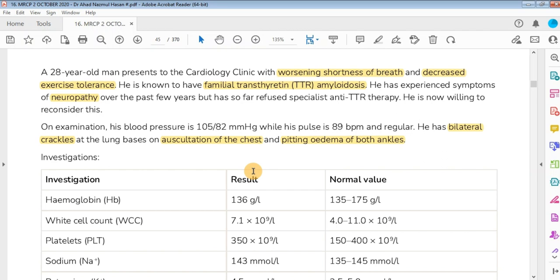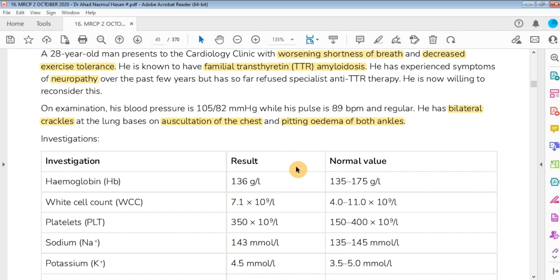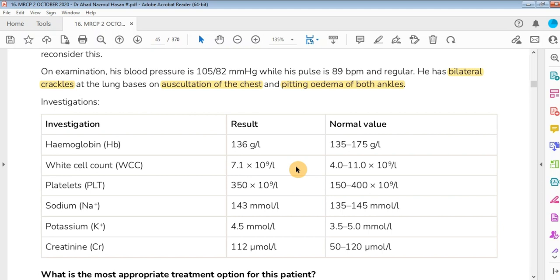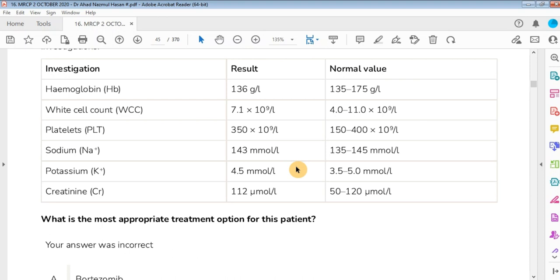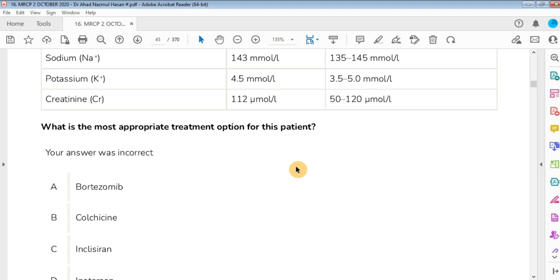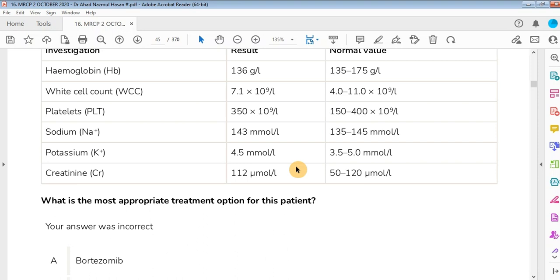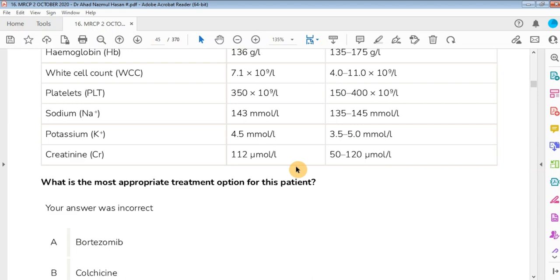A 28-year-old man presents to the cardio clinic with worsening shortness of breath and decreased exercise tolerance. He is known to have familial transthyretin amyloidosis. He has experienced symptoms of neuropathy over the past few years, but has so far refused specialist anti-TTR therapy. He is now willing to reconsider this. On examination, BP 105/82, pulse 89 and regular, bilateral crackles on the lung bases on auscultation of the chest, and bilateral pitting edema. Investigations: Hb 13.6, TLC 7.1, platelet 350, sodium 143, potassium 4.5, creatinine 112.